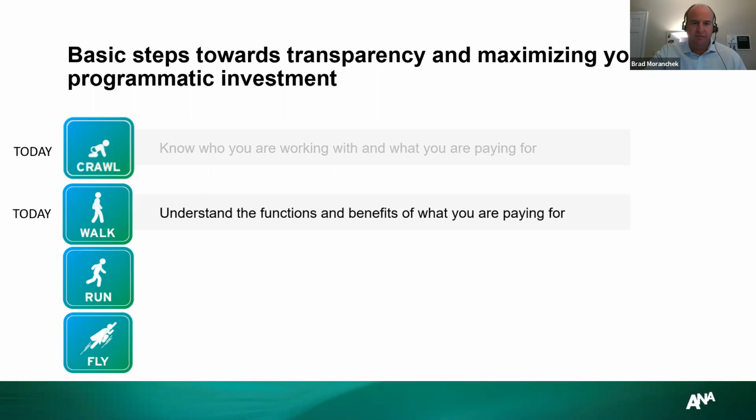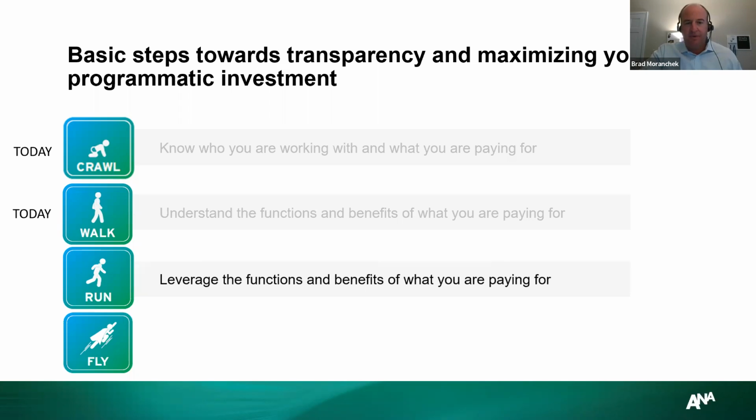And the second thing is to understand the functions and benefits of what you're paying for. It's important to know what all the capabilities are, as well as the tools, technologies and fees that you're paying for. What can they do and what can't they do? And a third session that'll be coming up will get into more detail around leveraging those functions and benefits to a fuller extent.